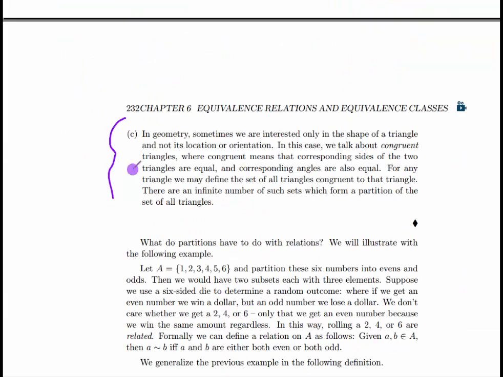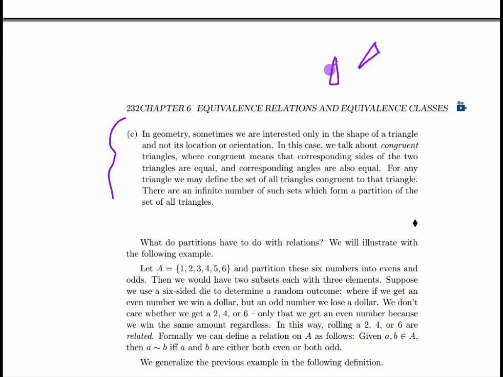Okay, in geometry, sometimes we're only interested in the shape of a triangle and not its location or orientation, so we can talk about congruent triangles. For instance, I can have a triangle that looks like this, and I can have another triangle that looks like this. These triangles are congruent. They have exactly the same shape. It doesn't matter what the orientation is or the position, they're congruent.